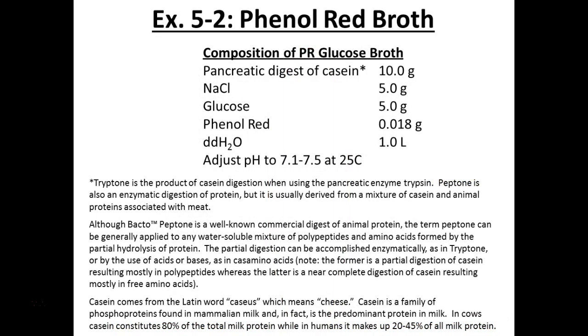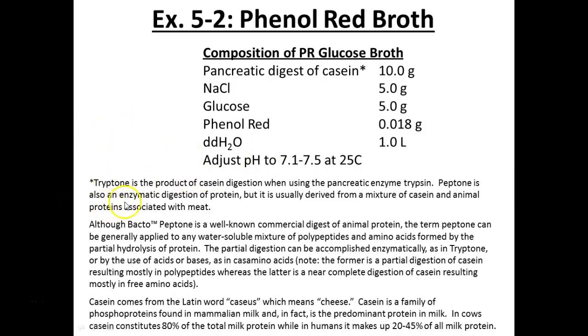So you'll notice the formula in your book, as I said, does contain glucose. Phenol red is the pH indicator in these tubes. It allows us to determine the pH change. The protein source in the tube is a pancreatic digest of casein. Casein is the most prominent protein found in milk, and actually what gives milk its white color.